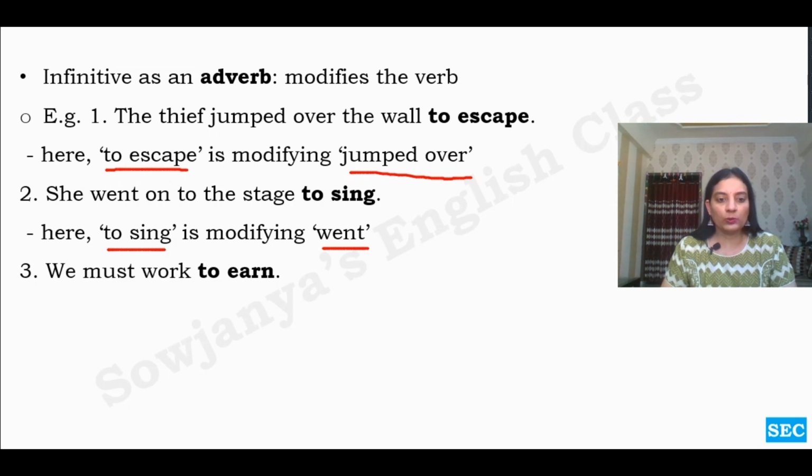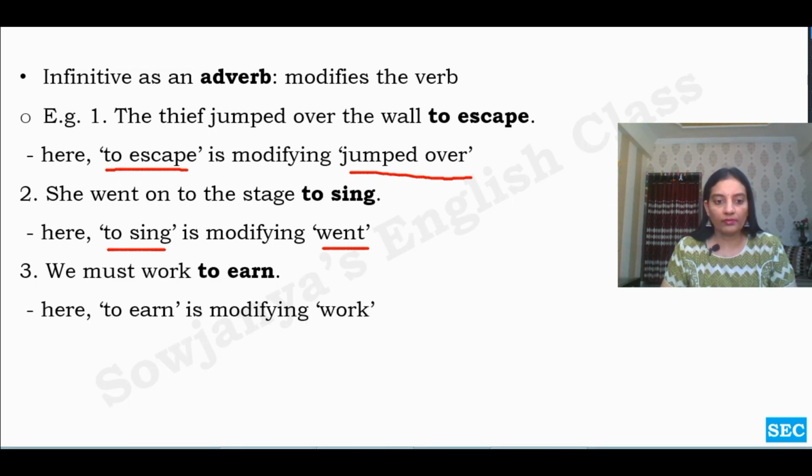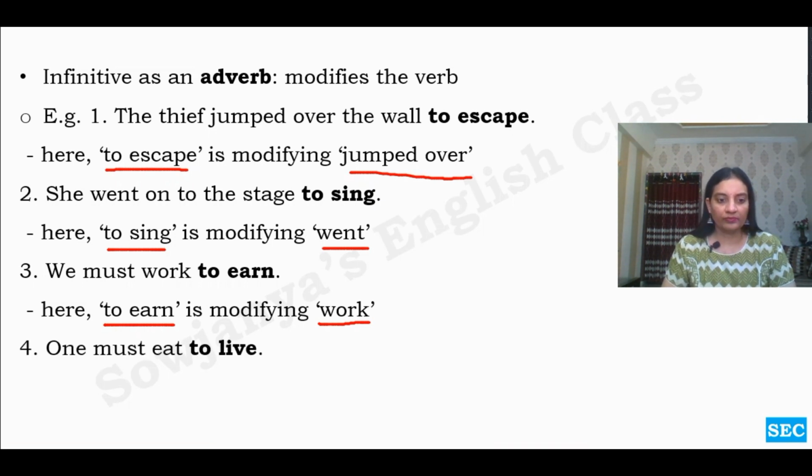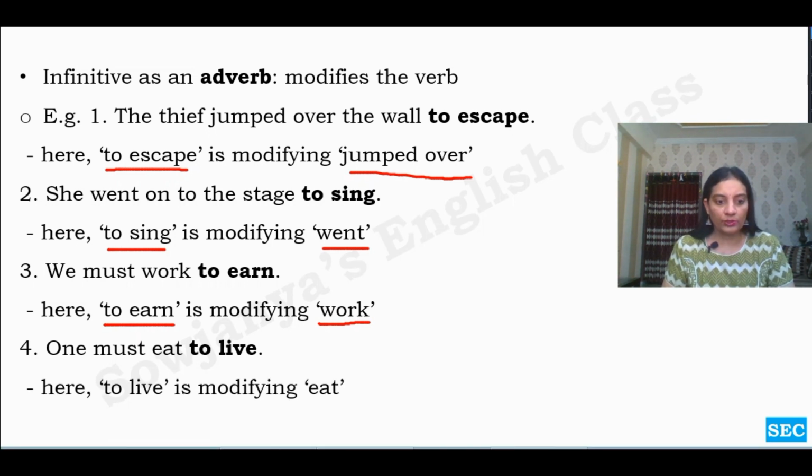And then, we must work to earn. To earn is our infinitive, which is modifying the verb work. Why should we work? To earn. Okay. And then, one must eat to live. Here to live is our infinitive, which is modifying the verb eat. In this way it is acting as an adverb. So as an adverb, infinitive modifies the verb present in the sentence.